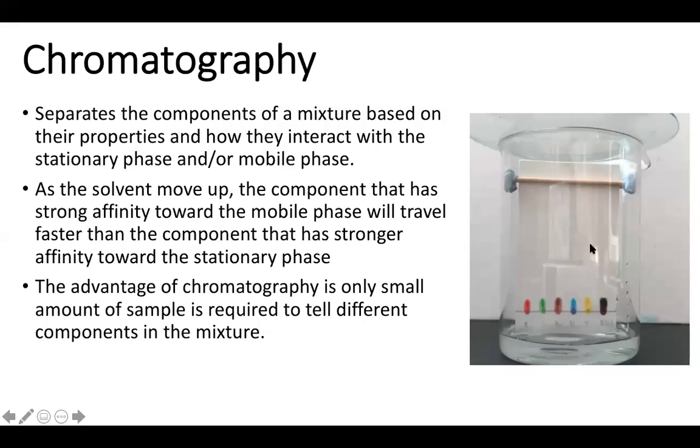And as it goes up, this color is going to take a ride with that liquid and move up too. Except some of the color would be more attached to the paper, so they either don't move at all or they move slowly. So that's what it is.